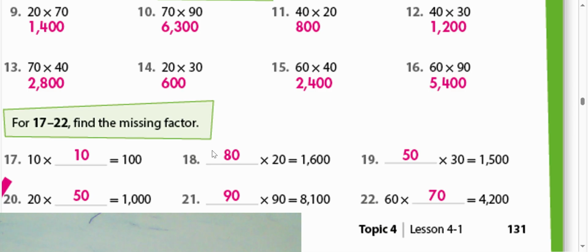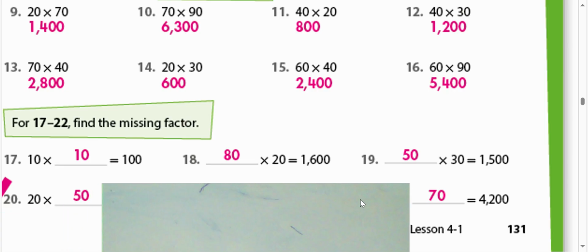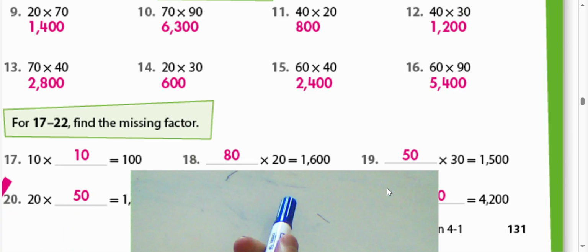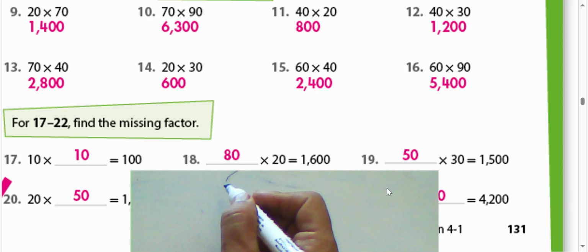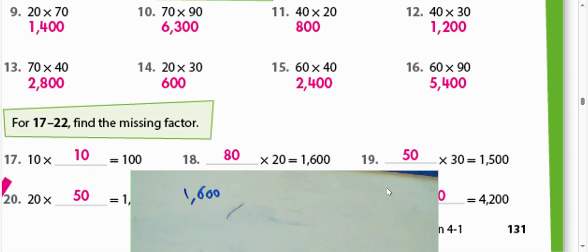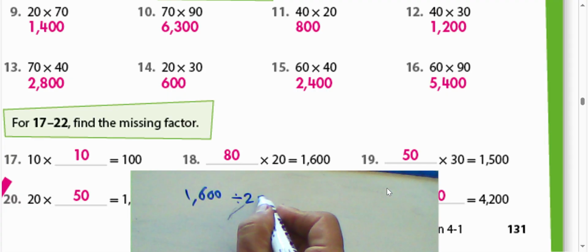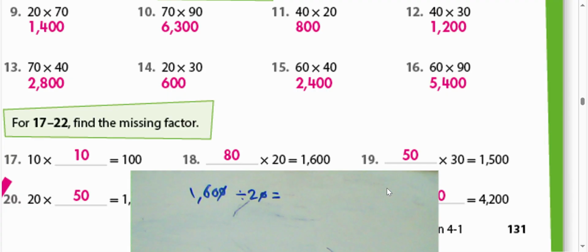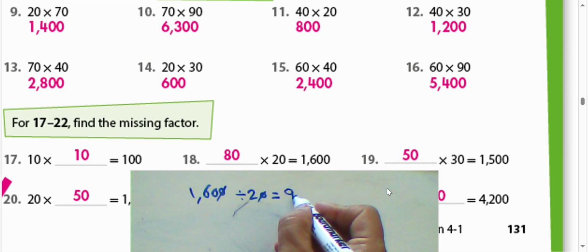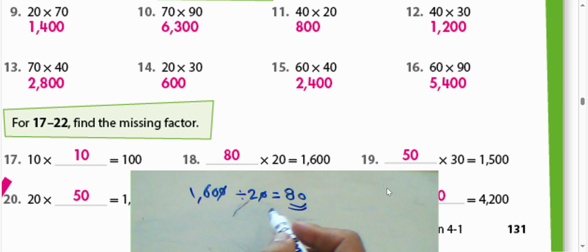And also question 18, what is the number multiplied by 20 equals 1600? You can divide 1600 by 20 to find the result. But here in this question, you can write 1600 divided by 20. We can cancel 0 by 0 here, and 16 divided by 2 equals 8, and then write 0. The result will be 80.